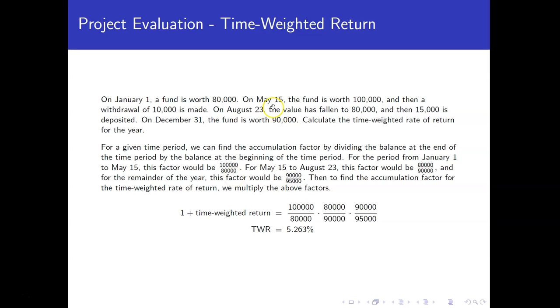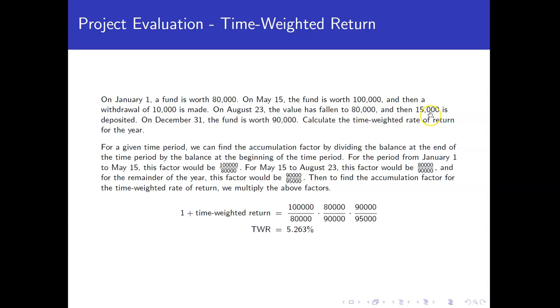Now, at that time, $10,000 was taken out, which means that the new balance is now $90,000. And then going forward to August 23rd, it's dropped to $80,000. So the accumulation factor in this case would be ending balance divided by beginning balance. Ending balance is $80,000, beginning is $90,000. So that's the accumulation factor for this time period.